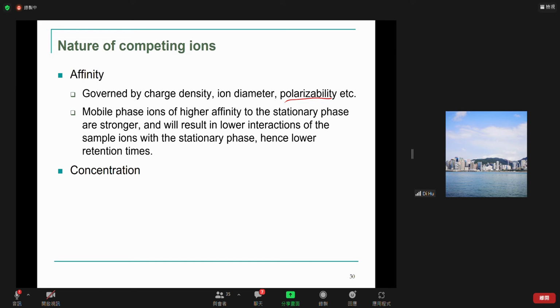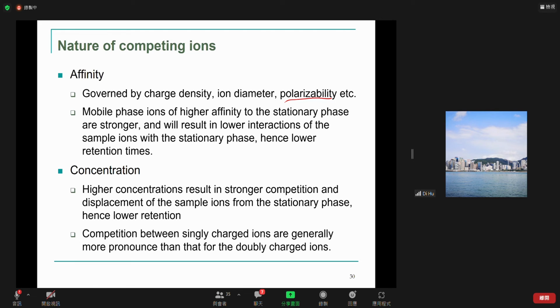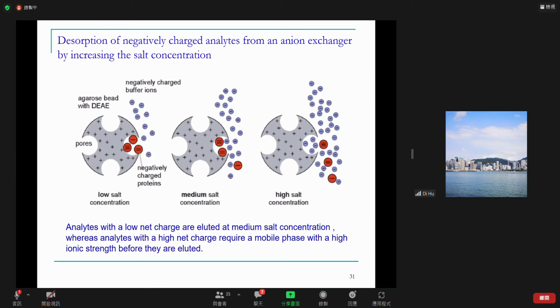Also the concentration: the higher the concentration, the stronger the competition, and then the retention will decrease, right? Competition between singly charged ions is generally more pronounced. I'll show you that from one example. Here is the desorption of a negatively charged analyte from the ion exchanger. If we increase the salt concentration, you can see that here we have low salt concentration, medium salt concentration, and high salt concentration, and you have negatively charged proteins: single charge, divalent charge, and trivalent charge.